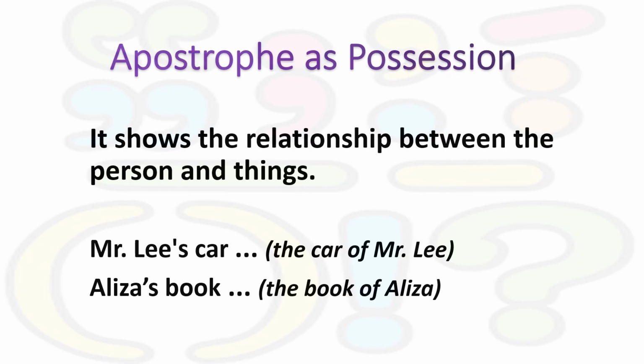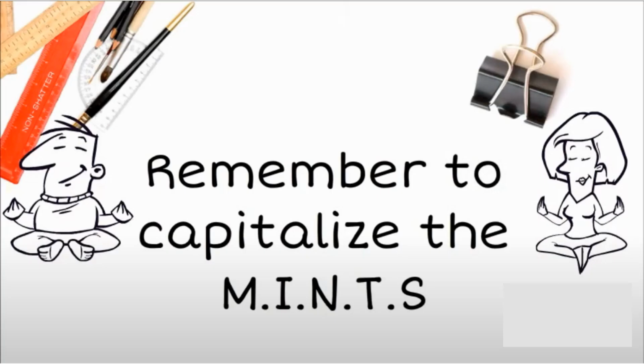Apostrophe as possession. Students, it shows the relationship between the person and things. For example, Mr. Lee's car, the car of Mr. Lee. Aliza's book, the book of Aliza. Dear students, remember to capitalize using MINTS.